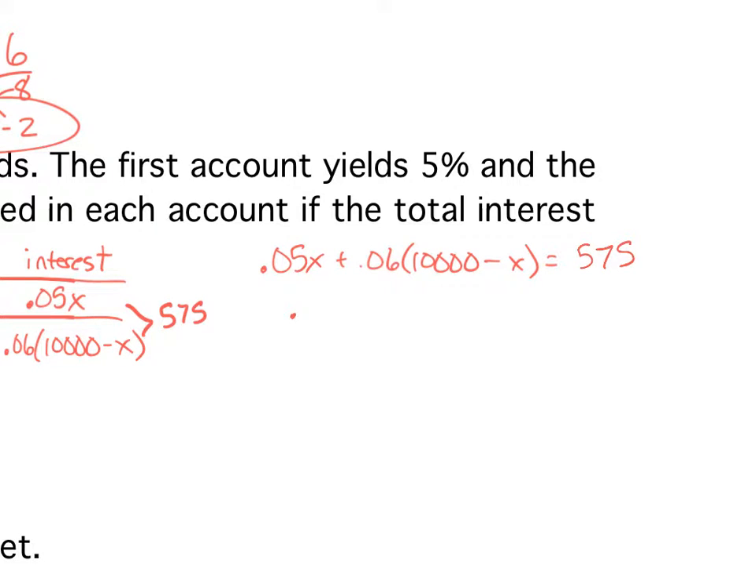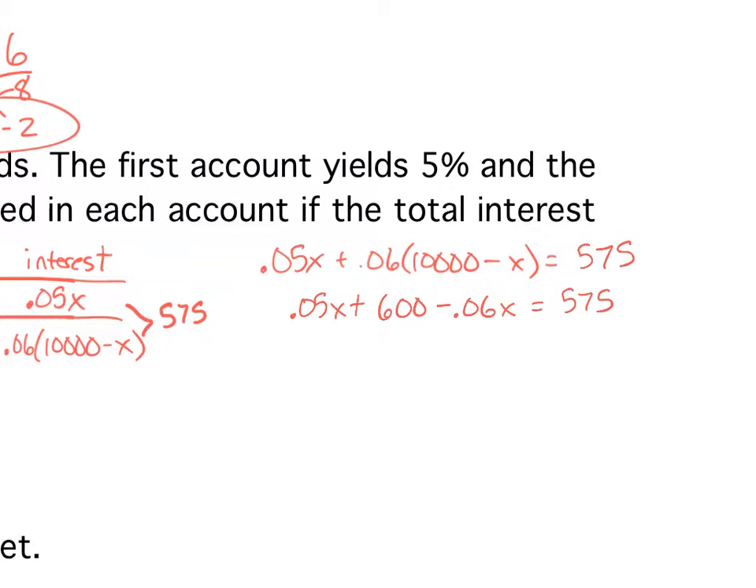So to start solving, I'm going to get rid of that parentheses by distributing the 0.06 to both of the things inside the parentheses. So 0.06 times 10,000 is 600. And then 0.06 times negative x is negative 0.06x.